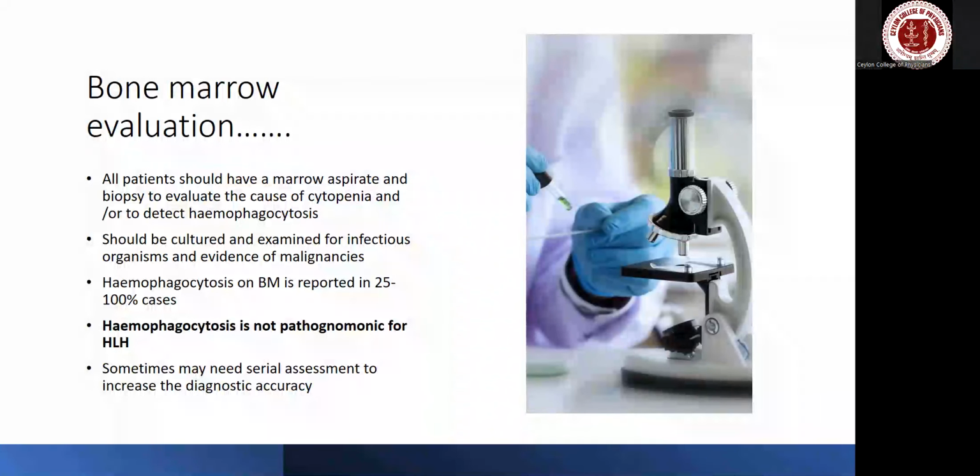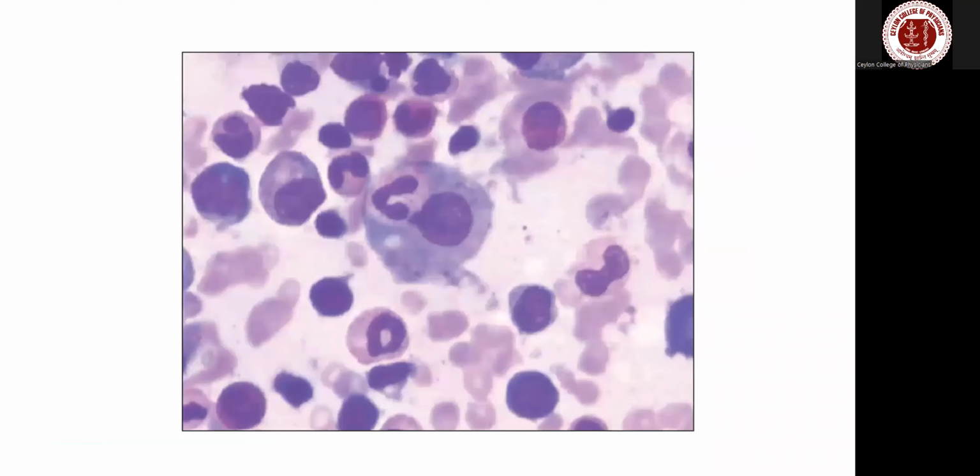Hemophagocytosis on bone marrow is reported in 25 to 100% of cases. And I would say hemophagocytosis alone is not enough to make the diagnosis of HLH, but we have to go ahead with clinical judgment. Hemophagocytosis in the bone marrow will give us supportive evidence. Sometimes the initial bone marrow might not show hemophagocytosis. In that case, if we are highly suspecting HLH, it is advised to go ahead with serial assessment. But I am a little bit suspicious about up to how much extent we can go ahead with this, because patients are quite ill with multi-organ involvement. So this slide shows bone marrow, and here you can identify the histiocyte engulfing the neutrophil.